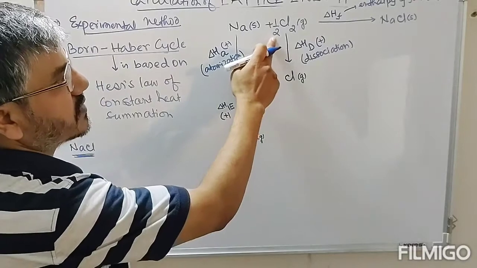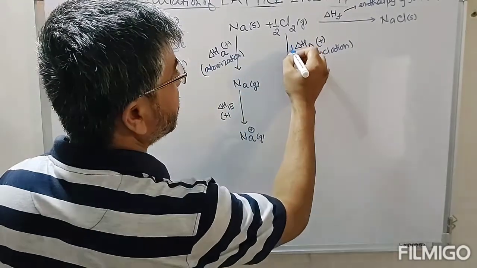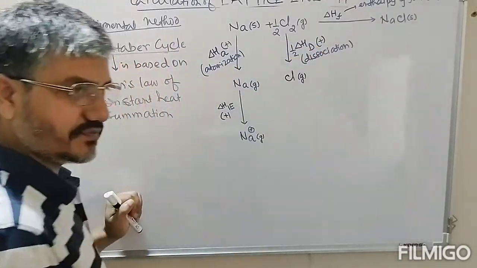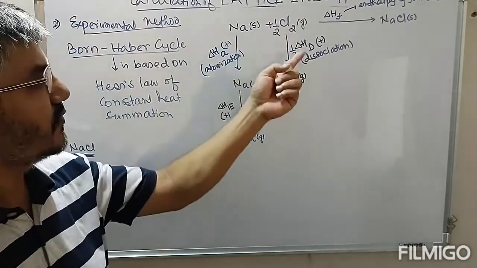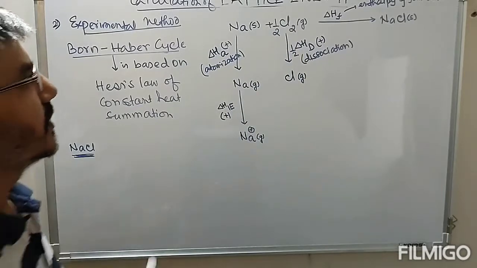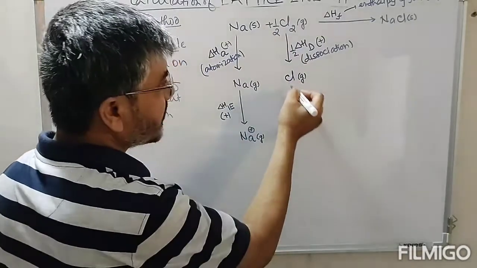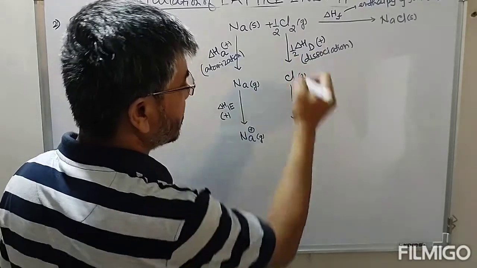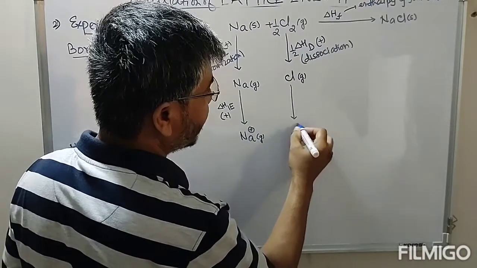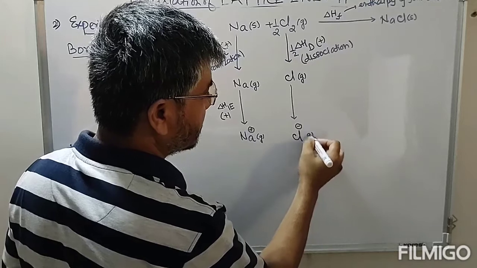Now since we are using half, this must be multiplied by half. This enthalpy is defined for 1 mole, but since we have half a mole, we have to multiply it by half. Now this chlorine gas, being a non-metal, is to be converted into chloride ion, again in the gaseous state.